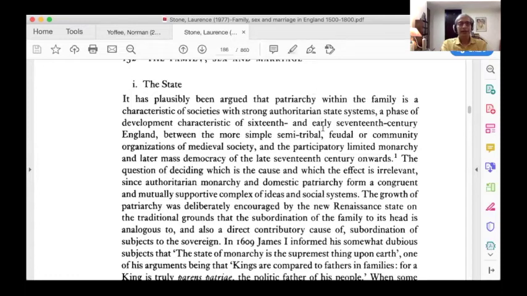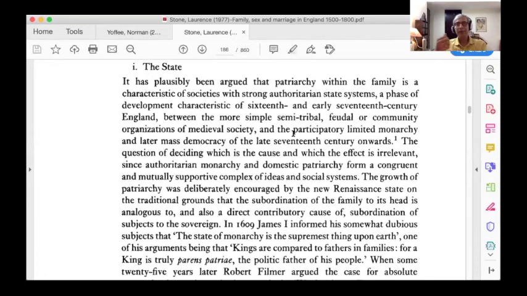Right? So it has been plausibly argued that patriarchy within the family is a characteristic of societies with strong authoritarian state systems, a phase of development characteristic of 16th and early 17th century England, between the more simple semi-tribal feudal or community organizations of medieval society and the participatory limited monarchy and later mass democracy of the late 17th century onwards. The question of deciding which is the cause and which is the effect is irrelevant, since authoritarian monarchy and domestic patriarchy form a congruent and mutually supportive complex of ideas and social systems.